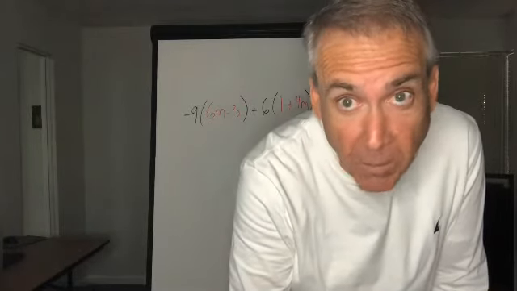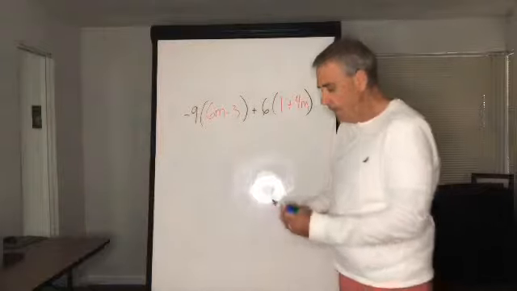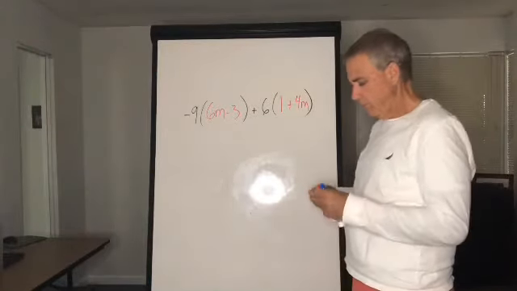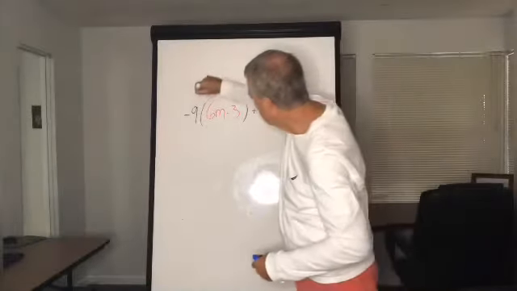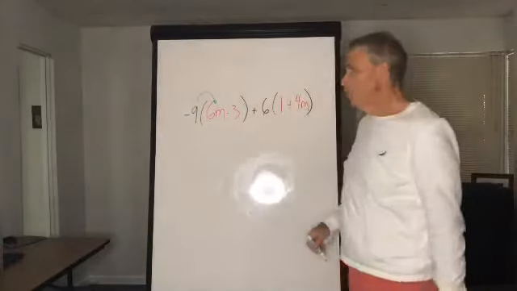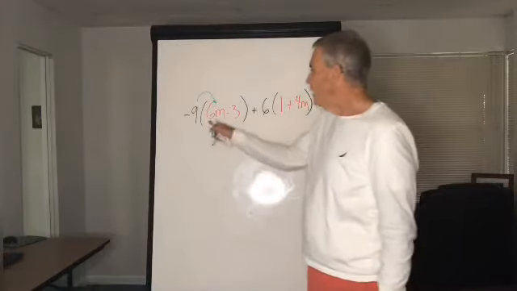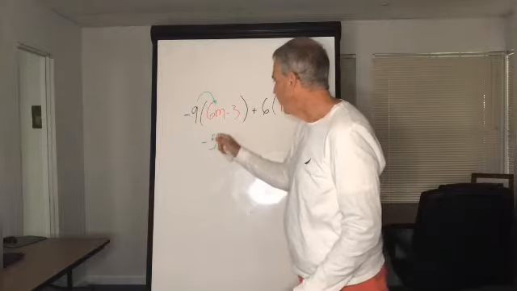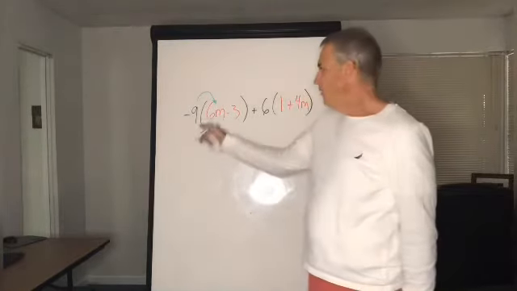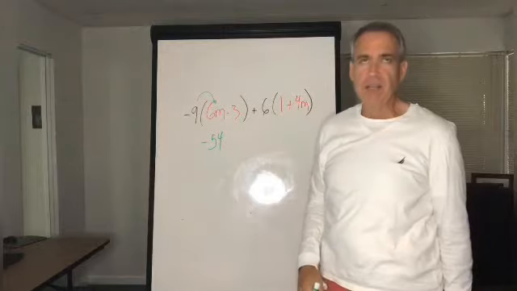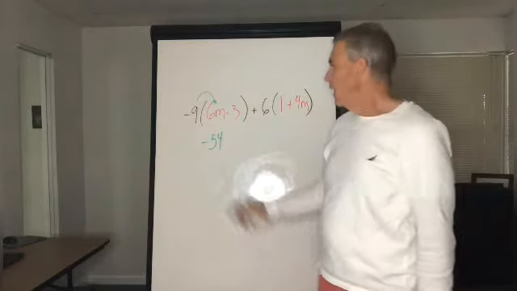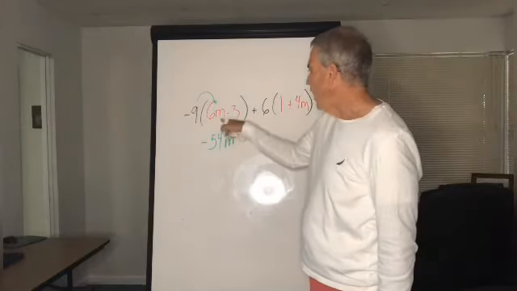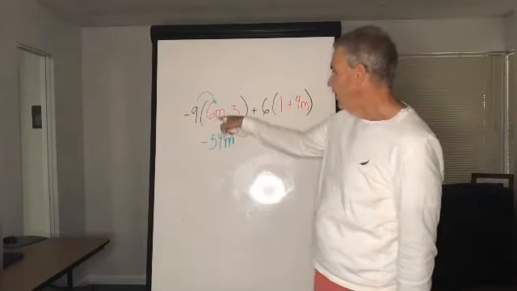Okay, we're back. How did you do? Did you do the dance? Did you go negative 9 times a positive 6 is a negative 54? Negative times a positive is a negative. If you forget that, your calculator will not forget that. Negative times a positive is a negative 54. That m comes along for the ride. There it is.